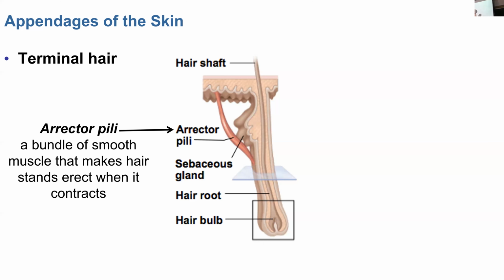This is what produces what we call goosebumps, right? All of those little muscles are contracting and pulling up those hairs and creating little protrusions on the skin, commonly called goosebumps.